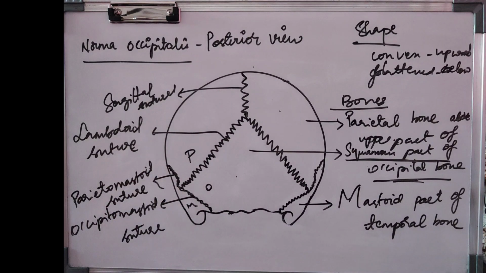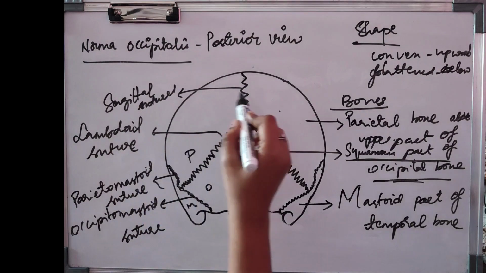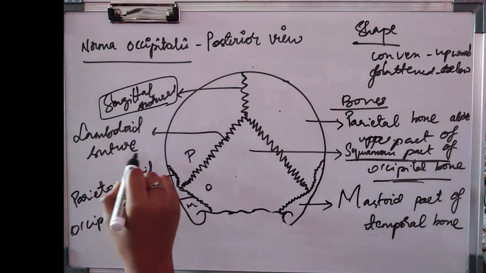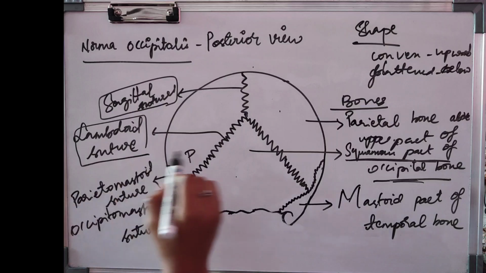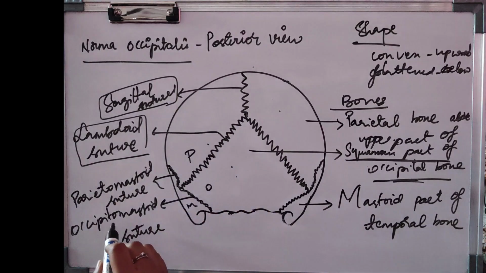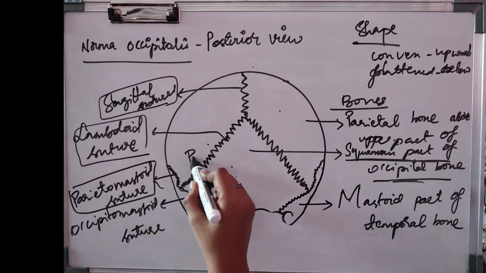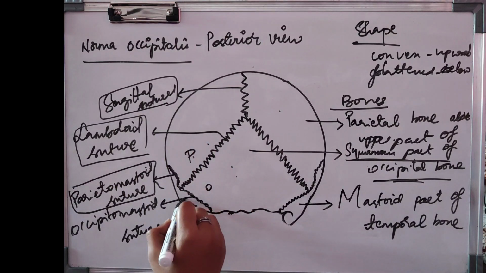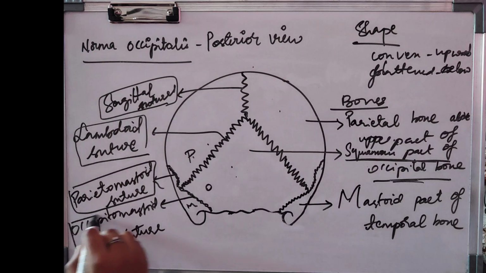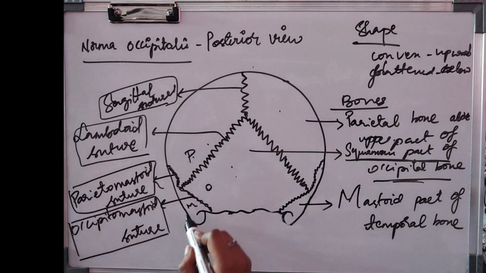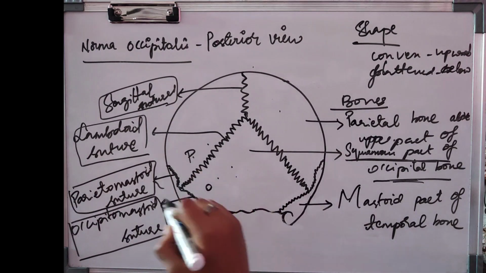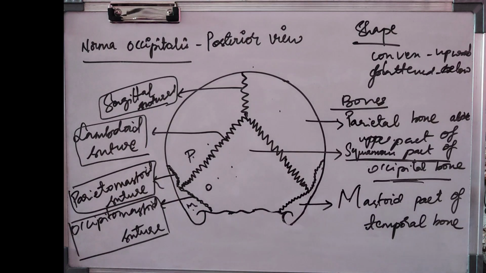So from the posterior view, we can find the posterior part of the sagittal suture, the lambdoid suture between the occipital and the parietal bones, the parieto-mastoid suture between the parietal bone and mastoid part of the temporal bone, and the occipito-mastoid suture between the occipital bone and mastoid part of the temporal bone.